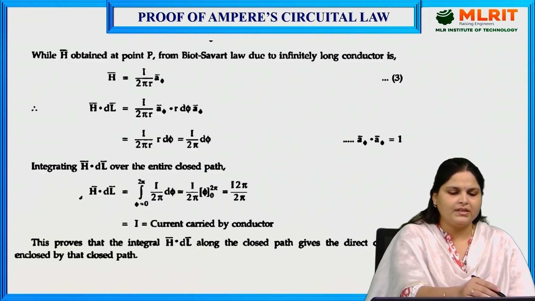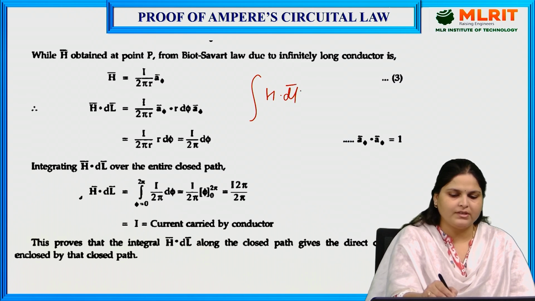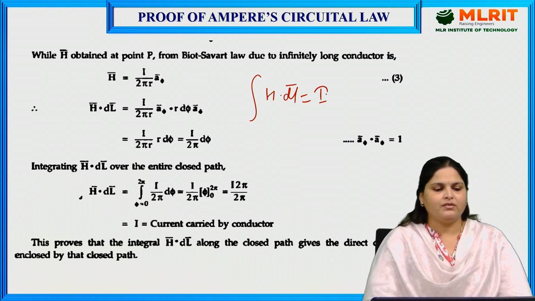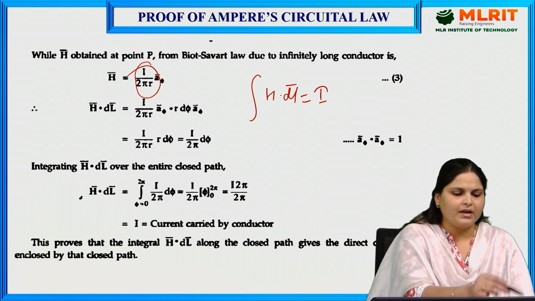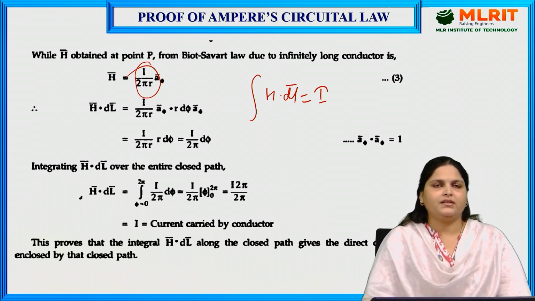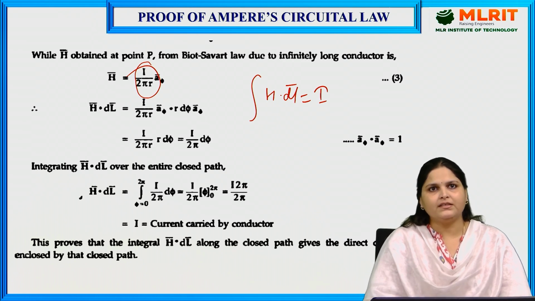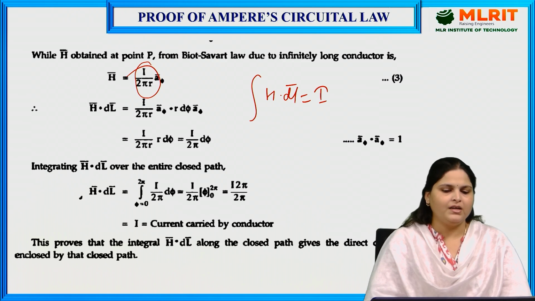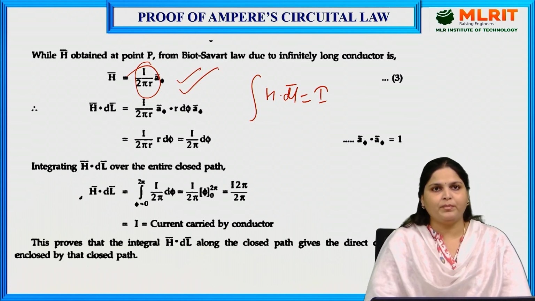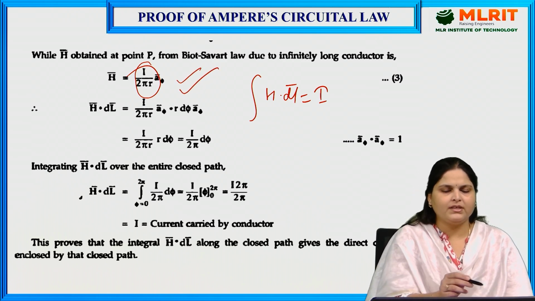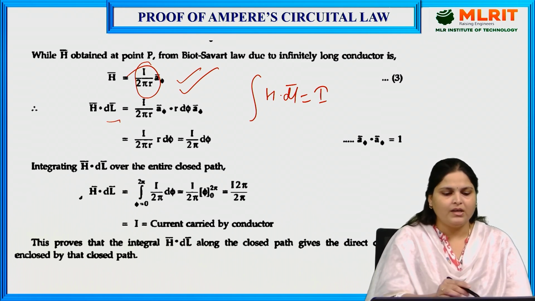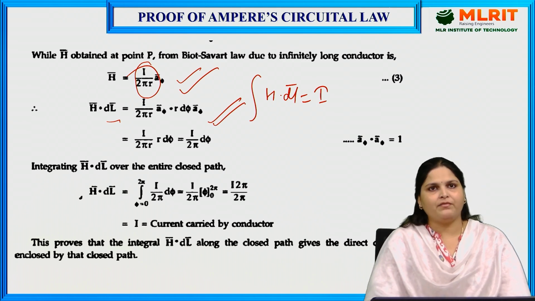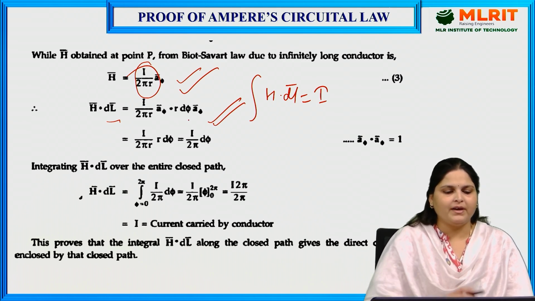Now we'll put this in the formula. As the formula is the integration of H dot dl equals I, H will be considered as I upon 2 pi r a phi. How does it come? As we have previously discussed, due to an infinitely long conductor, the field intensity at any point is given by I upon 2 pi r. So according to that, this is I upon 2 pi r a phi. Also, we have got the value of dl. So now let us put this H and dl into the formula. We get I upon 2 pi r a phi dot r d phi a phi.